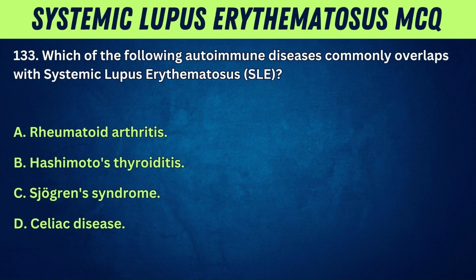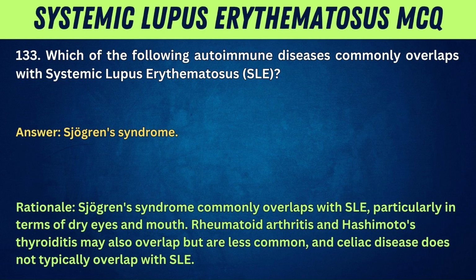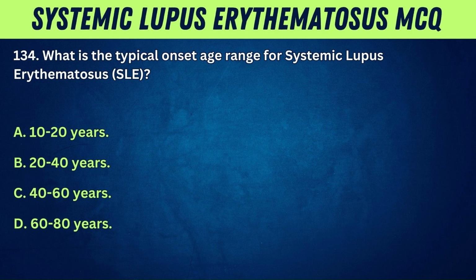133. Which of the following autoimmune diseases commonly overlaps with systemic lupus erythematosus, SLE? A. Rheumatoid arthritis. B. Hashimoto's thyroiditis. C. Sjogren's syndrome. D. Celiac disease. Answer: Sjogren's syndrome. Rationale: Sjogren's syndrome commonly overlaps with SLE, particularly in terms of dry eyes and mouth. Rheumatoid arthritis and Hashimoto's thyroiditis may also overlap but are less common, and celiac disease does not typically overlap with SLE.